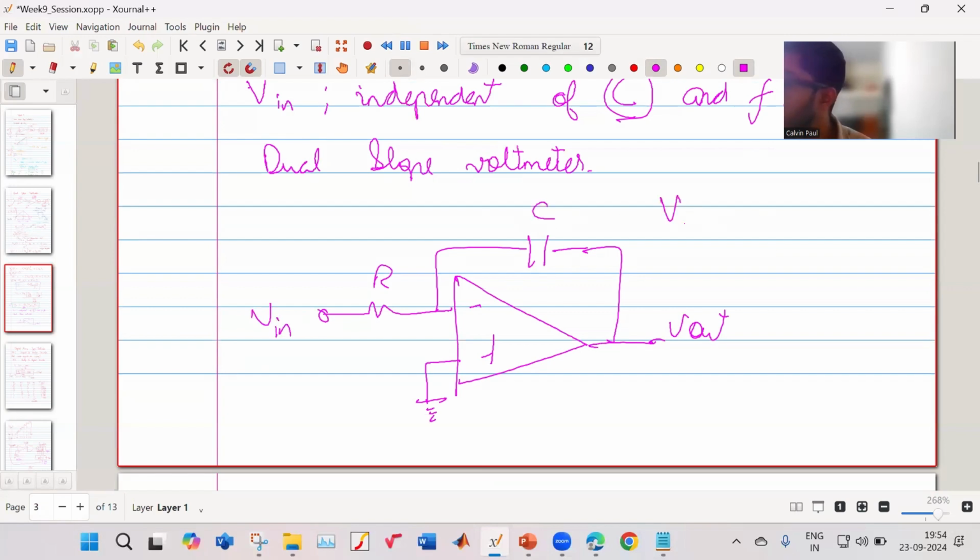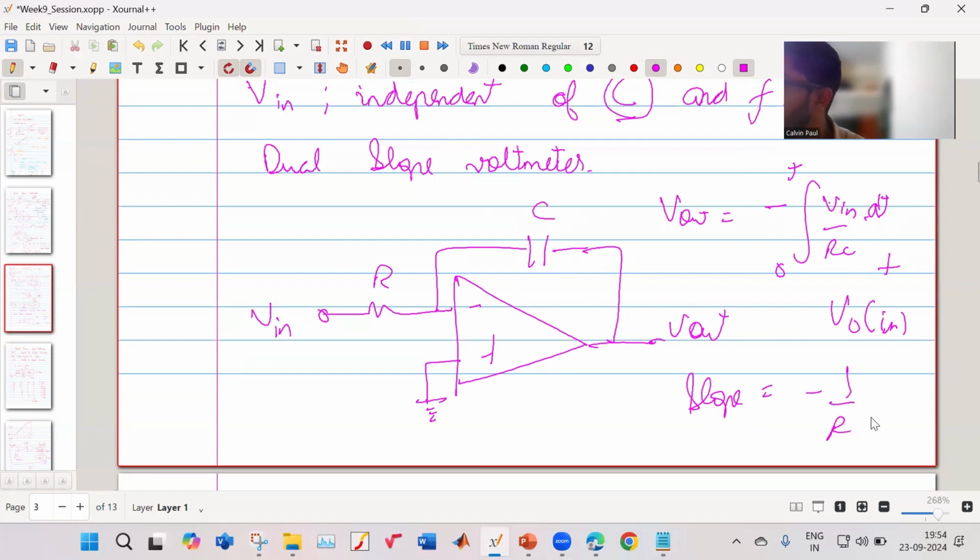So what is your V output? It is equal to minus V in upon RC into dt plus your V output initial condition, from 0 to t. Right? So your slope actually is equal to minus 1 by RC, something like that. Even if this R changes, even if this C changes, they may change within their tolerance.